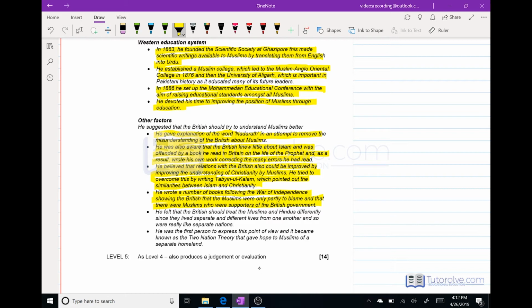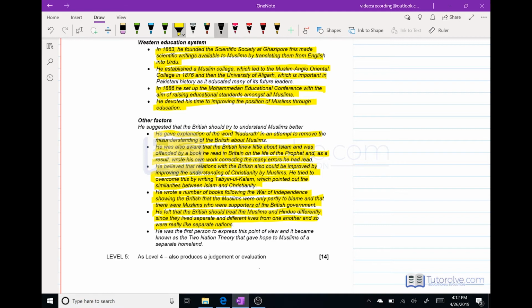So these were very controversial things at that time, but Sir Sayyid Ahmad Khan still managed to somehow say all of this and did not get killed for it, which was a very important thing. He felt that the British should treat the Muslims and Hindus differently.